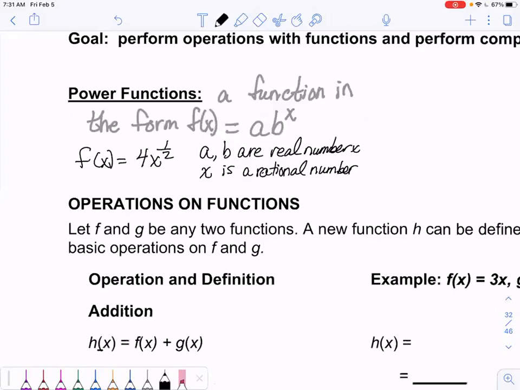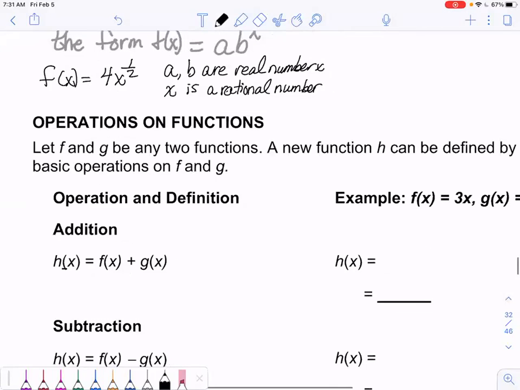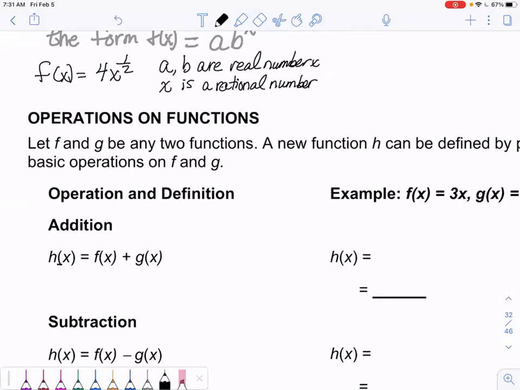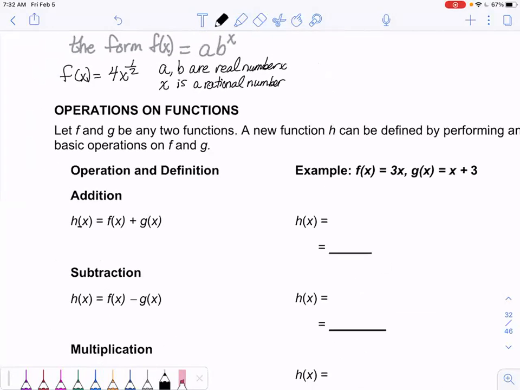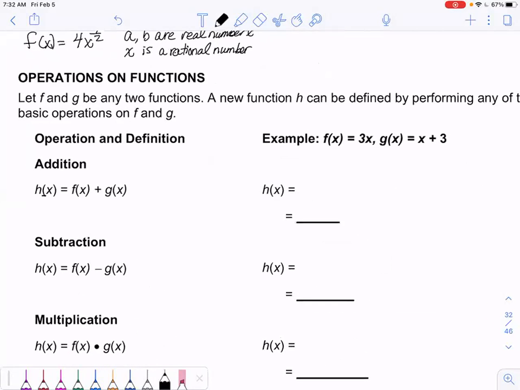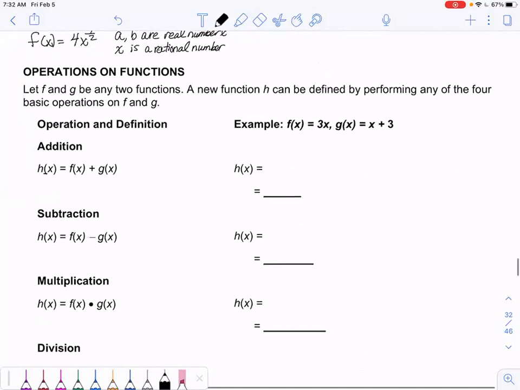So we are going to do some operations on basic functions, linear functions, and then we're going to try and do some operations on these power functions. So we have two functions that are given. It says let f and g be any two functions. A new function h can be defined by performing any of the four basic operations.